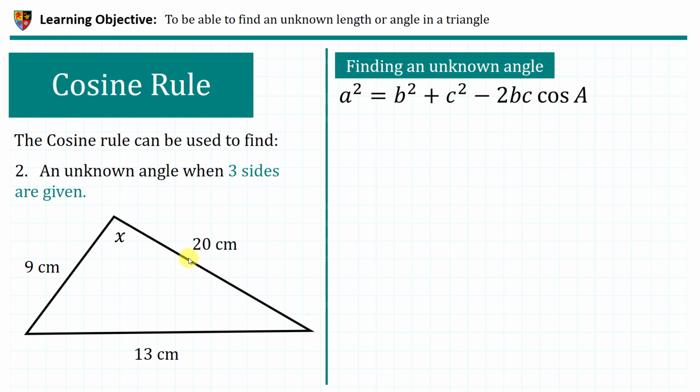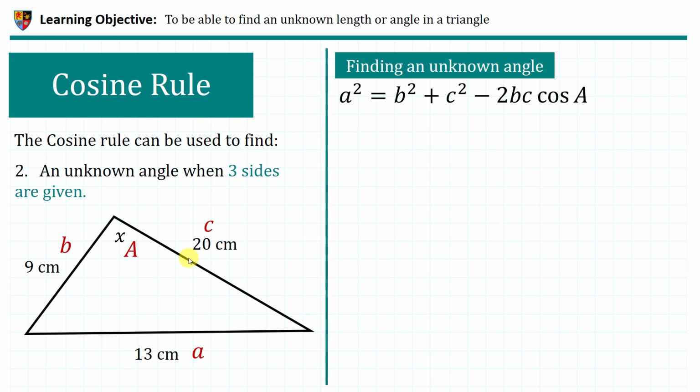Whereas capital A is the angle of interest, so lowercase a is the length that's opposite capital A. And b and c can be any length you want. So b can be the 9, c can be the 20. You could do it the other way around, you will still get the same answer as me.